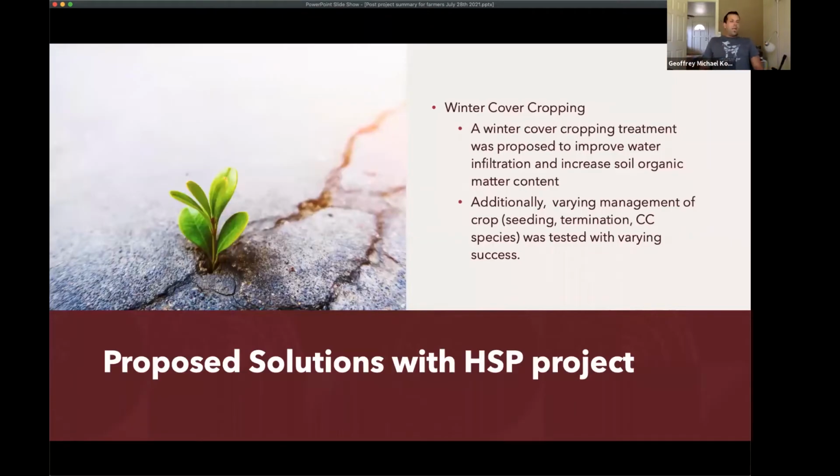So the proposed practice at this site was winter cover cropping. Winter cover crop treatment was proposed to improve water infiltration and increase soil organic matter content. Additionally, we tested different regimes of planting, terminating, and integrating that management with the cotton management, which are all challenges in their own ways, right? But I know, Gary, I think we learned a lot about this and how best to manage these cover crops in the future. So I think it was really valuable in that way.